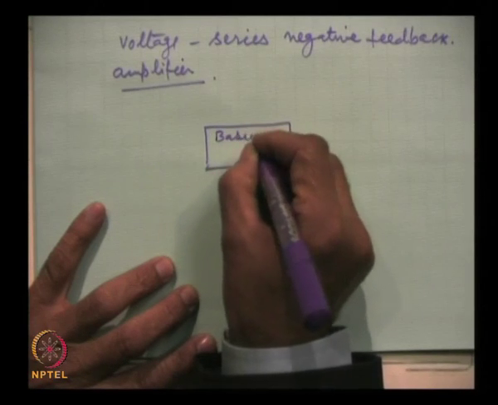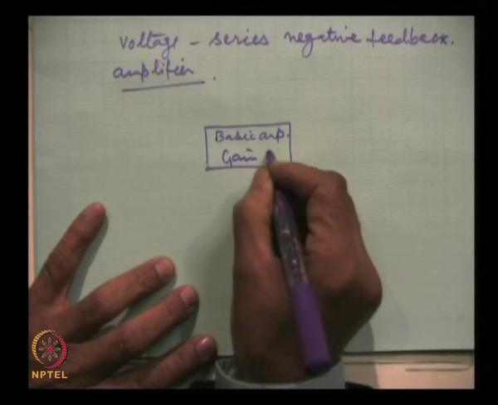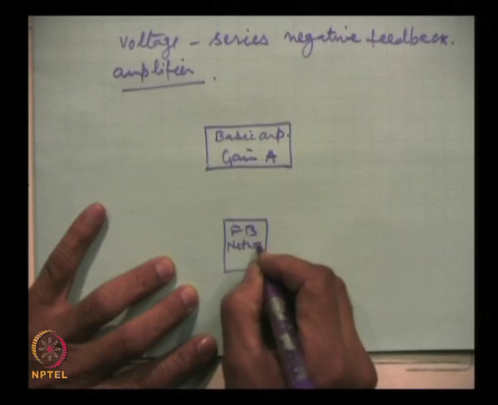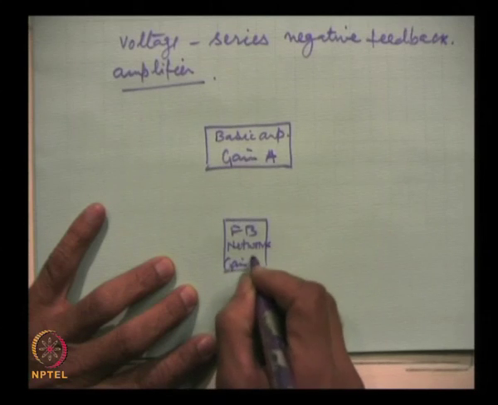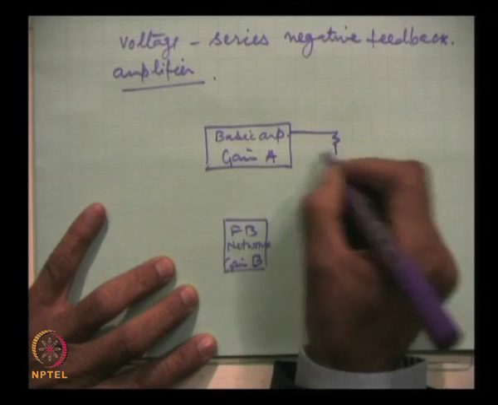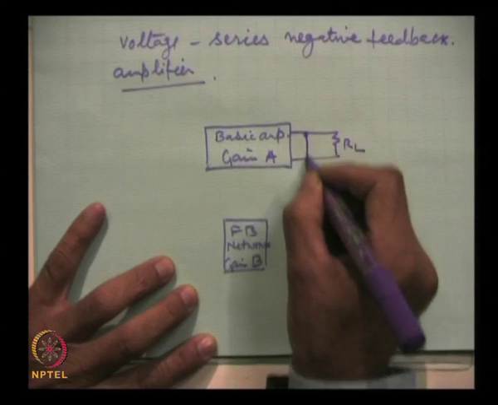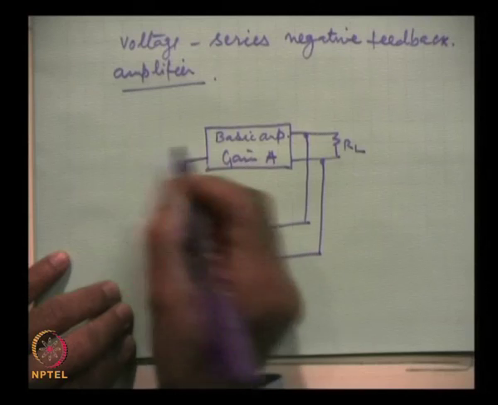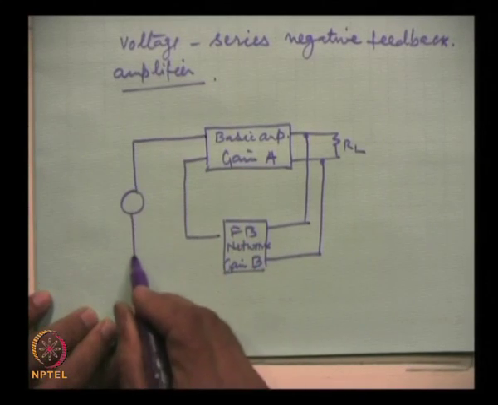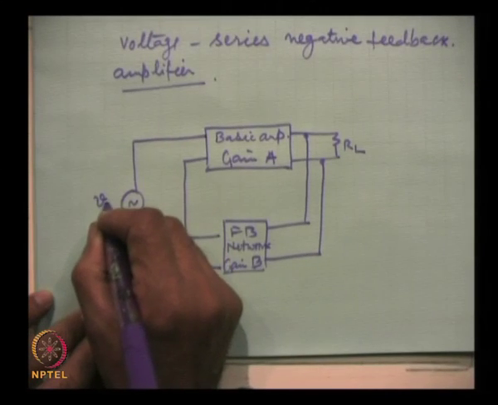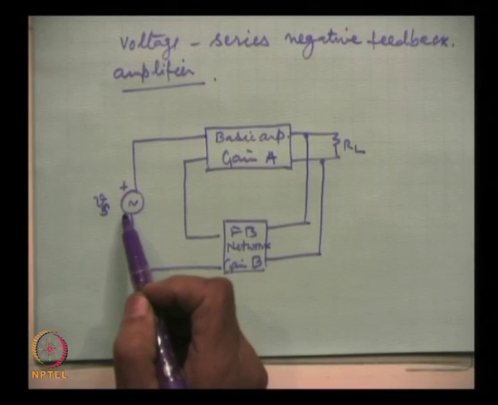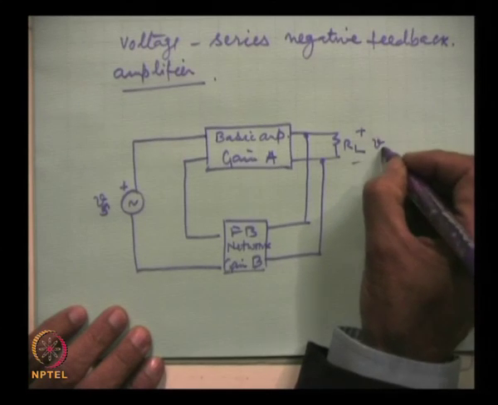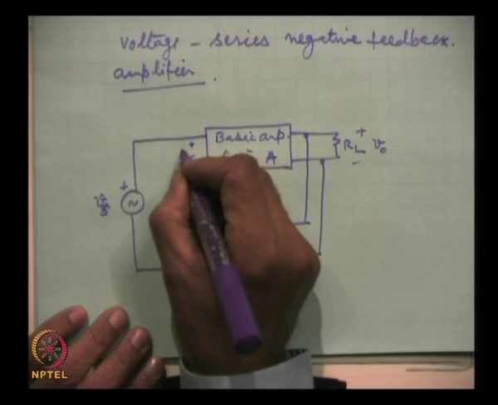Basic amplifier, gain A, this is the feedback network, and here the gain is B, and R L. This is the applied input signal V S. This is alternating, but we show at an instant when this is positive, and similarly here this is V 0 and here is plus minus V E.